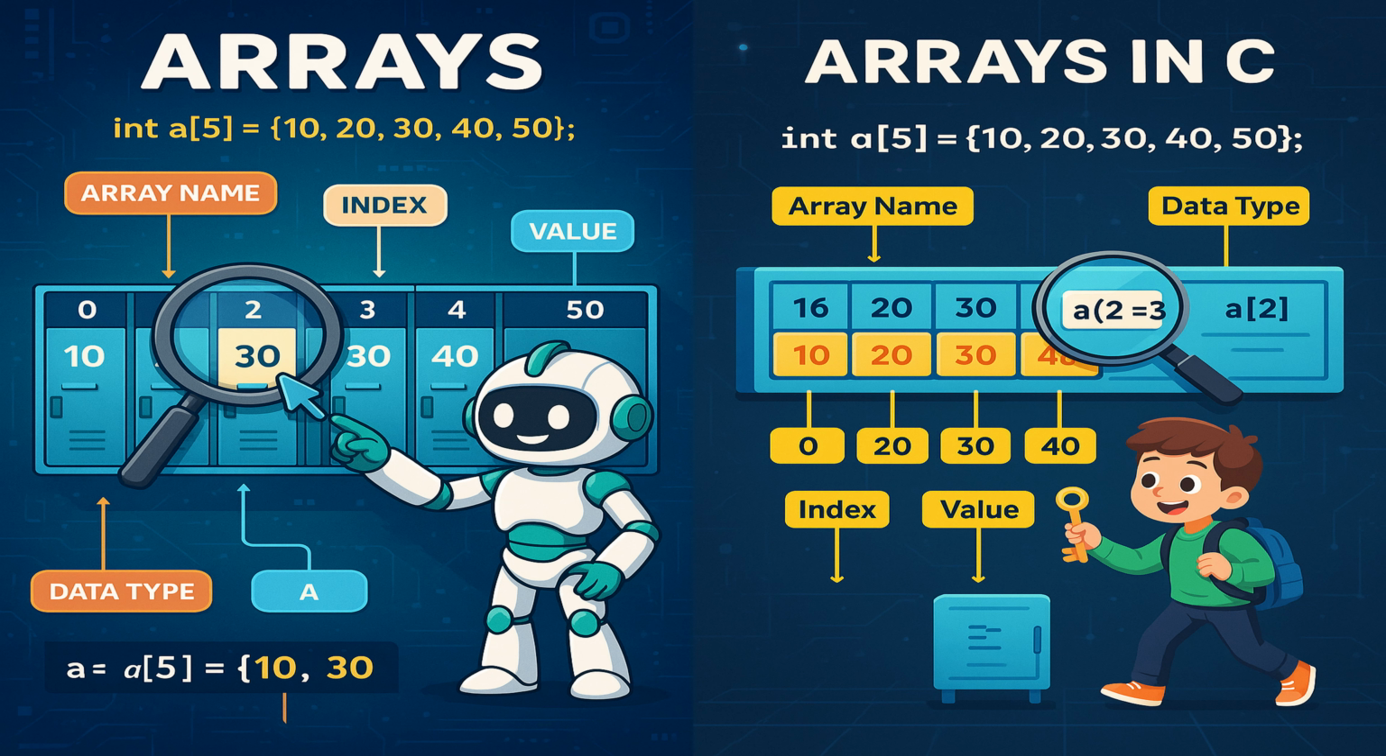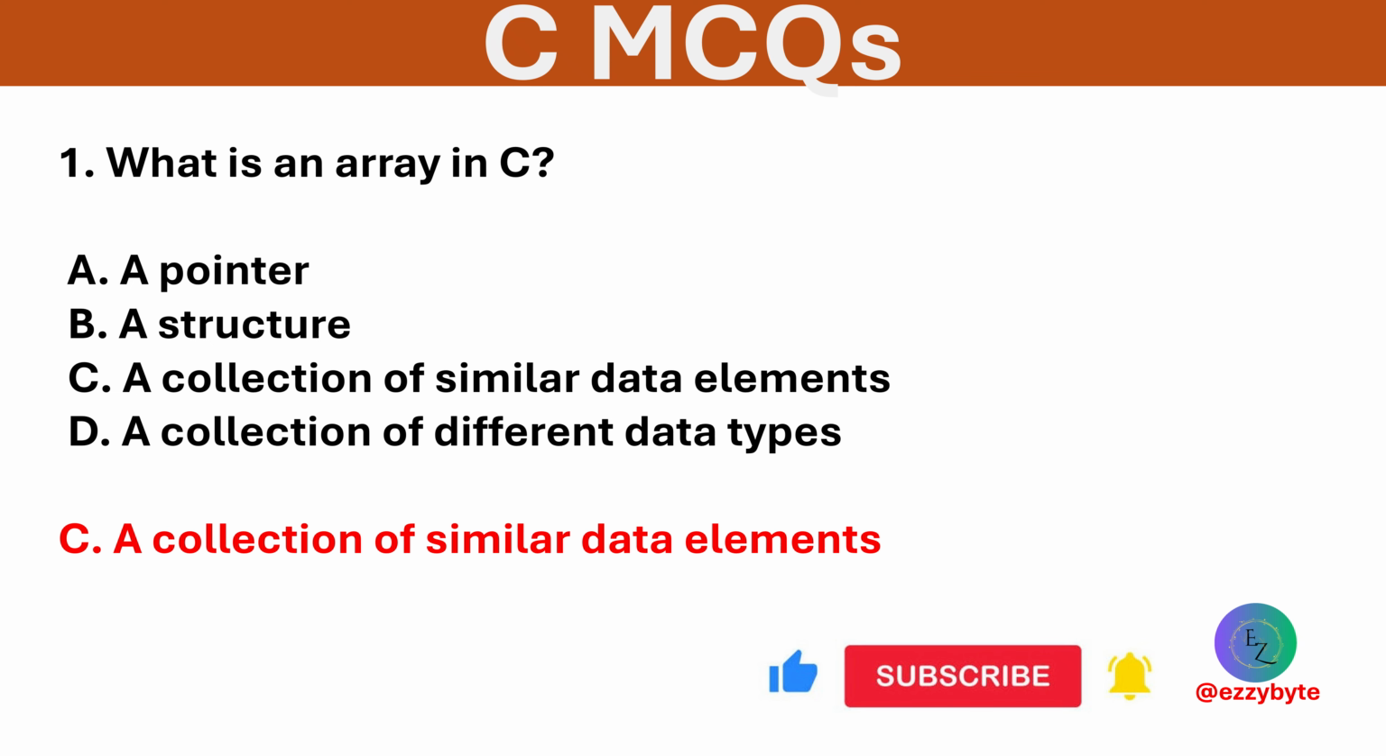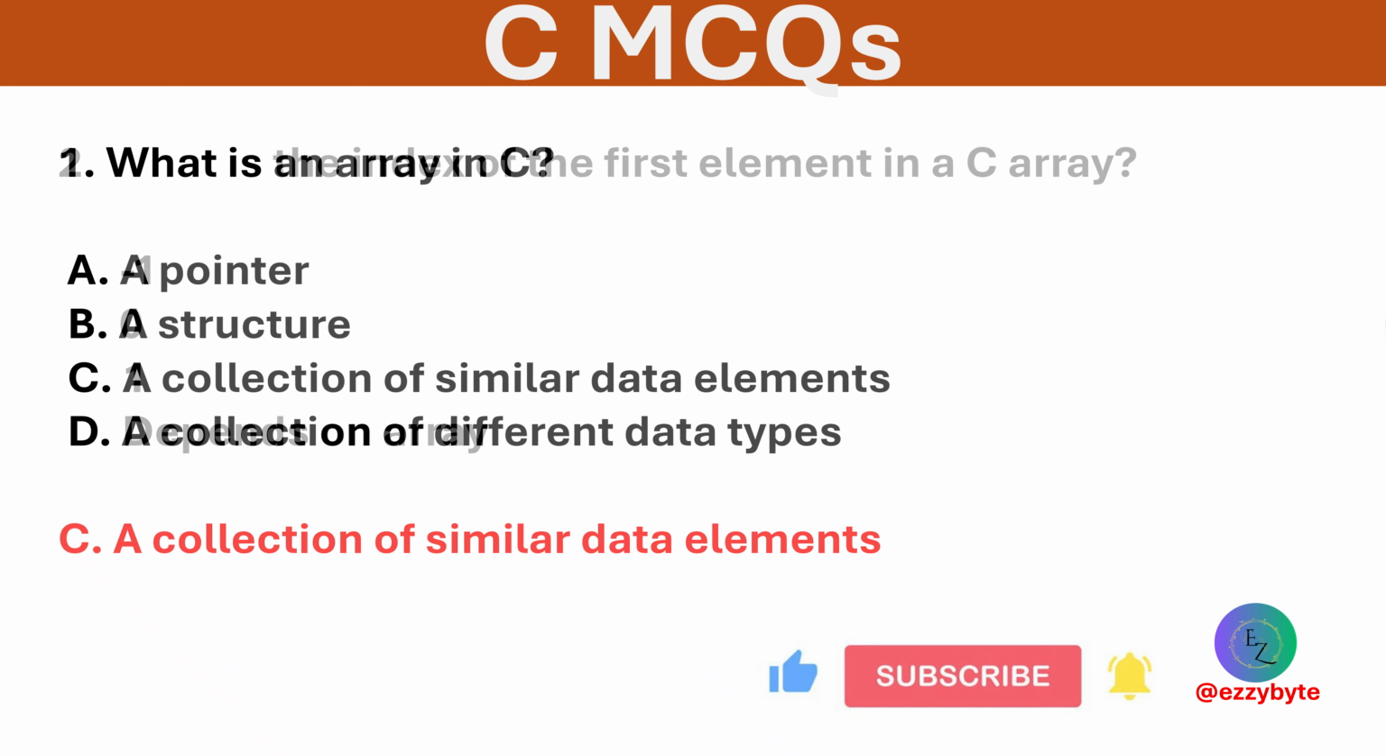Today we are covering arrays in C with quick MCQs to boost your skills and test your knowledge. Pause the video if you need more time and see how many you get right. Let's get started. What is an array in C? Options are a pointer, a structure, a collection of similar data elements, and a collection of different data types. Option C is correct. Arrays store multiple elements of the same data type in contiguous memory locations.